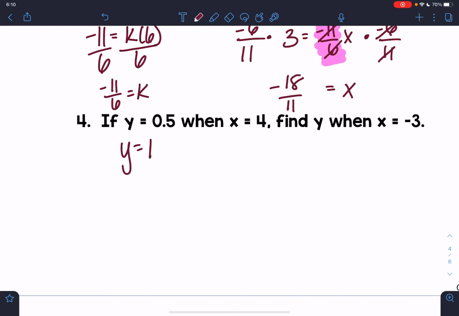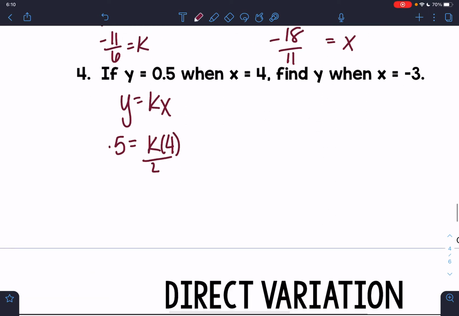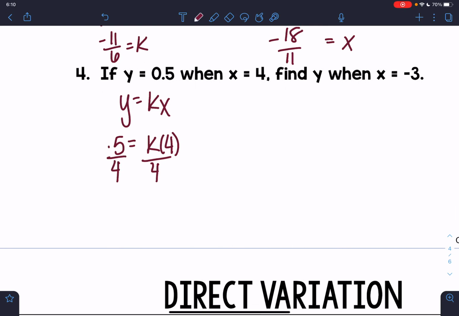Okay, hopefully your equation looked like this. 0.5 equals k times 4 by replacing the x and y. Then you should divide by 4 to help you find k. So your k is 0.125. Now we can plug that in and actually answer the question here.